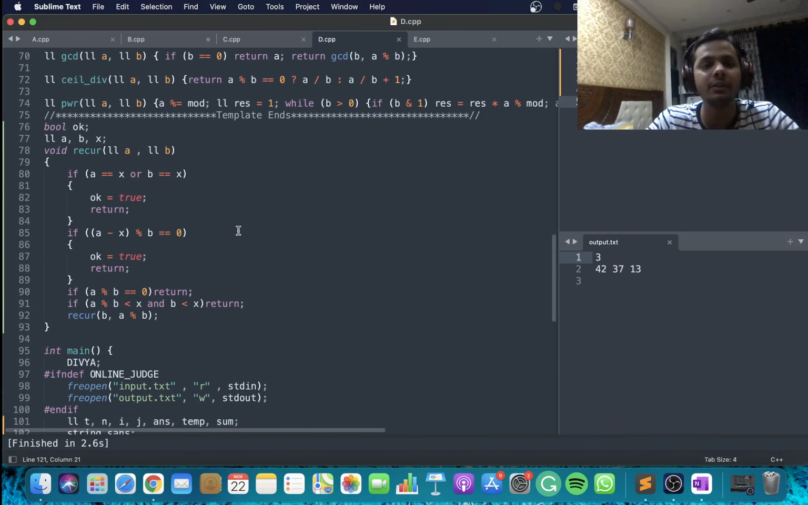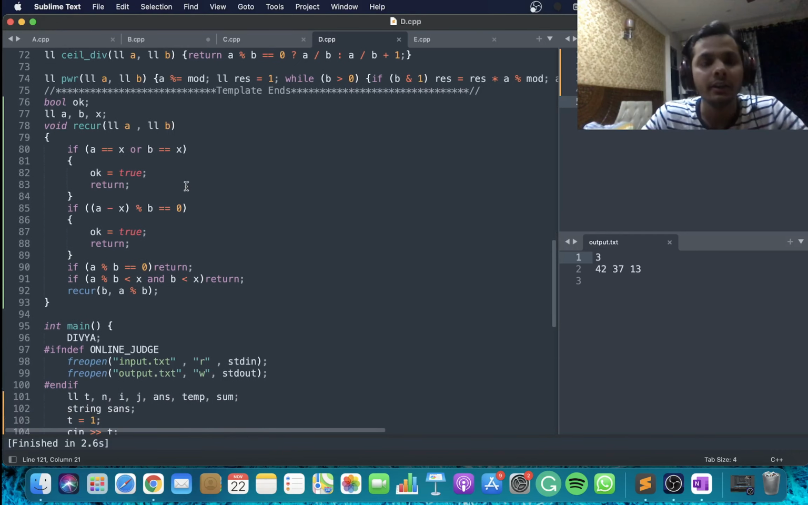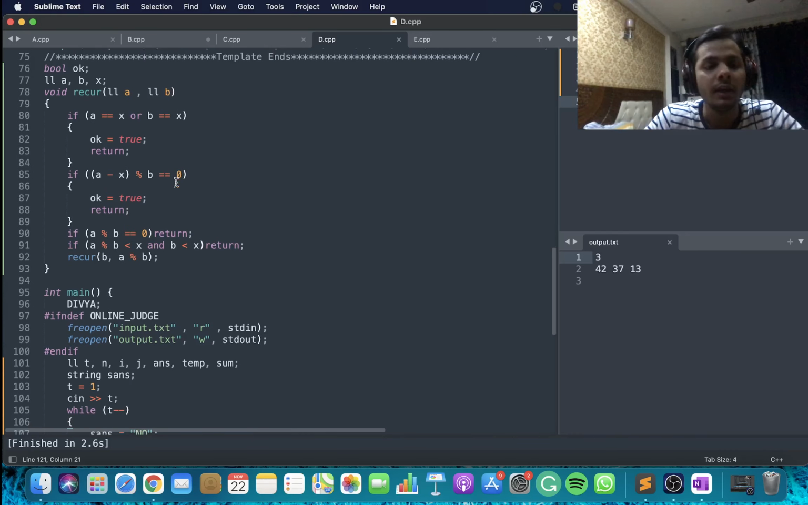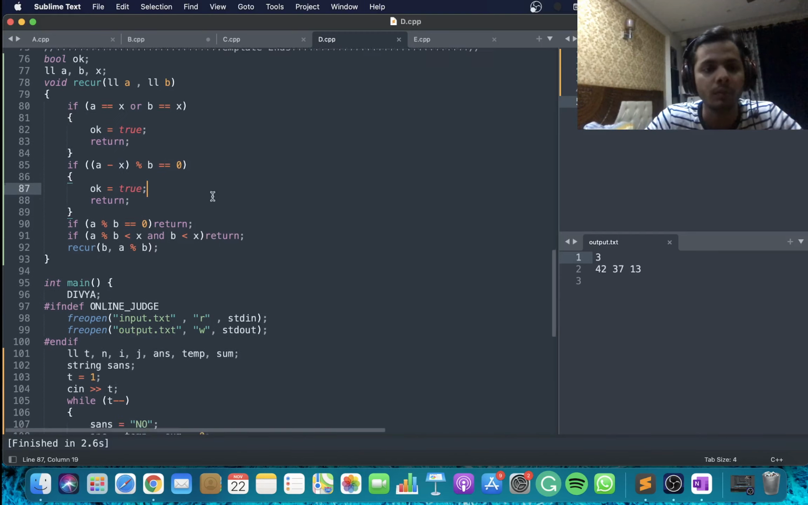And I will just assume that a is greater than b here. So if a is equal to x or b is equal to x, then I have successfully found out what x is, so I can just return true. Otherwise, the condition to check is that (a minus x) modulo b has to be 0. If this is 0, then I can just return true.